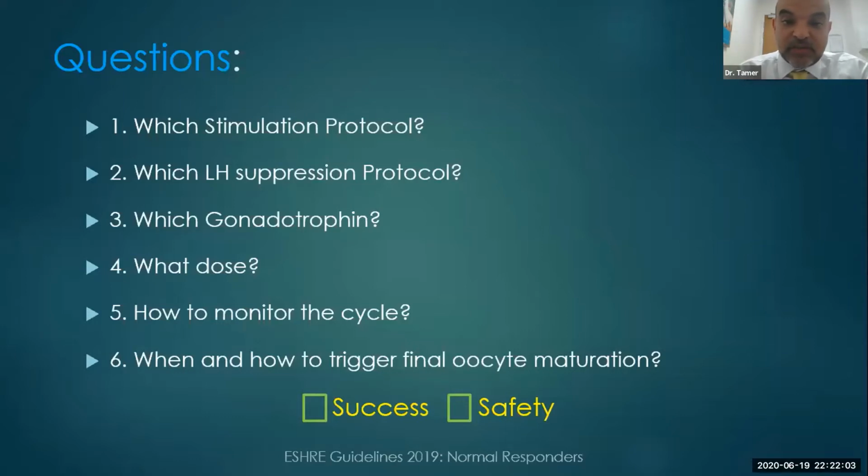And again, the focus here is on the patients who are predicted to have a normal ovarian response. So nothing particular about them. If I have a patient with normal ovarian reserve, a predicted normal response, which stimulation will I be using? Which suppression protocol? Should I pick a specific gonadotropin? What dose will I use? And how do I monitor her cycle? And how to trigger her, when and how? And all of these are questions that we take on a daily basis.